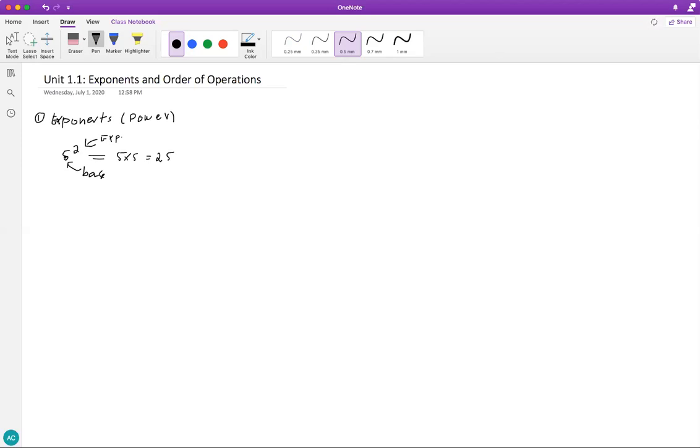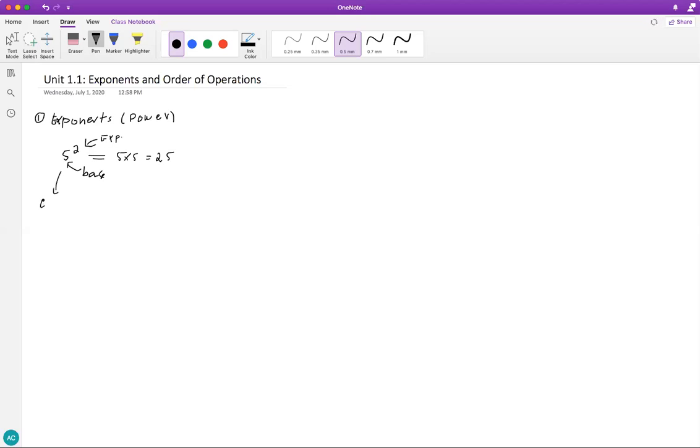So basically, 5 to the second power does not mean 5 times 2. It's not 10. A lot of people make this mistake. It's rather 5 times 5, 5 times itself twice because the power is 2. If the power was 3, then we would write 5 times 5 times 5. So we repeat the base as many times as the power.